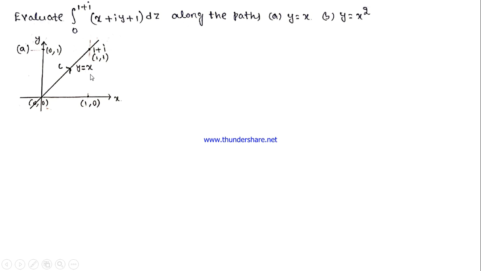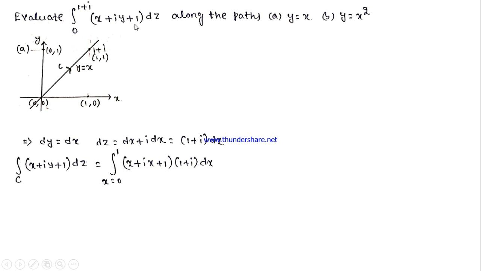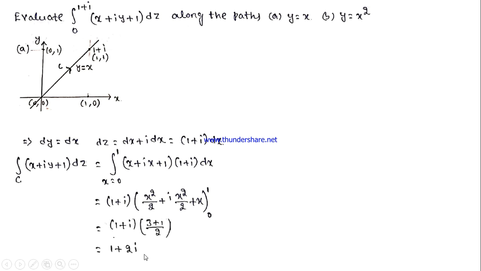So just like the previous problem, what should be done now? Since y is equal to x, dy becomes dx. So then what is your dz? dz is dx plus i dx, that is (1 plus i) times dx. So if you get into the integration, put y is equal to x in it. That gives x plus ix plus 1, and dz is this. Integrate this one: x square by 2 plus i x square by 2 plus integration of 1 is x, between the limits 0 and 1. Substitute the limits and you will end up with this answer, just 1 plus 2i.